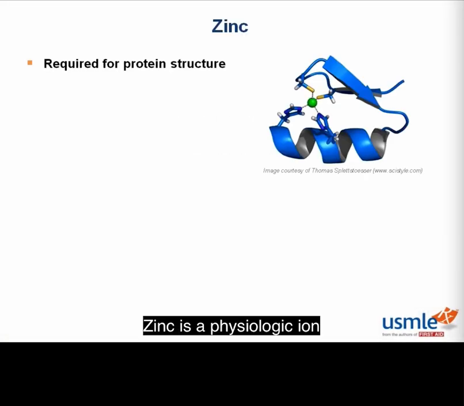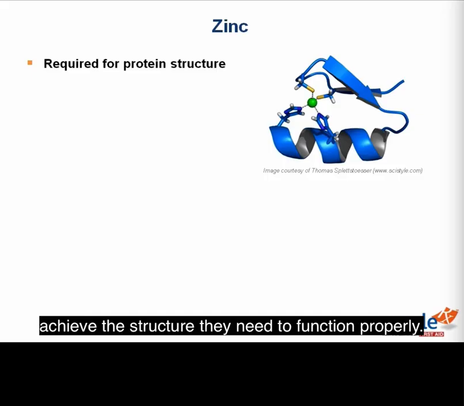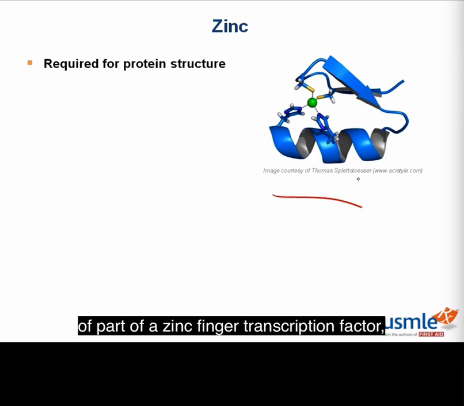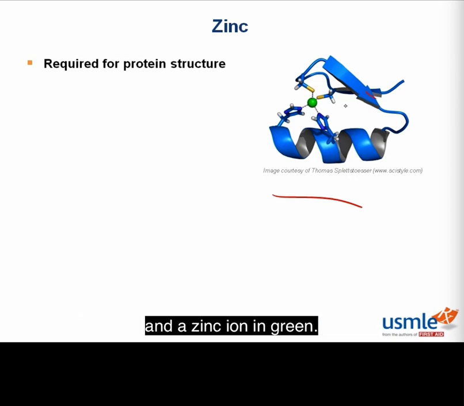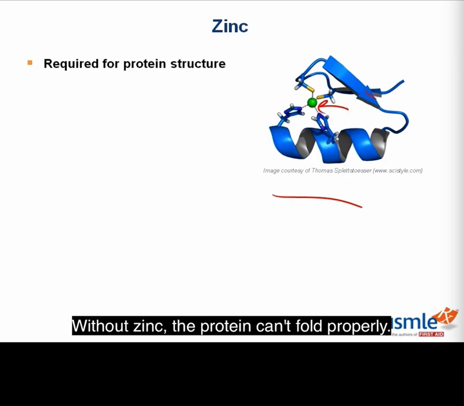Zinc is a physiologic ion that's essential for the function of over 100 different enzymes, and it also helps proteins such as zinc-fingered transcription factors achieve the structure they need to function properly. Here's an image of part of a zinc-fingered transcription factor in which you can see the protein in blue and the zinc ion in green. Without zinc, the protein can't fold properly.